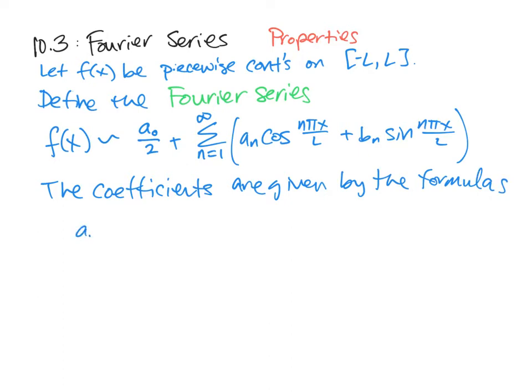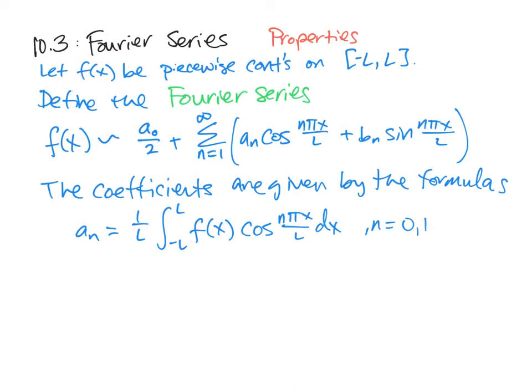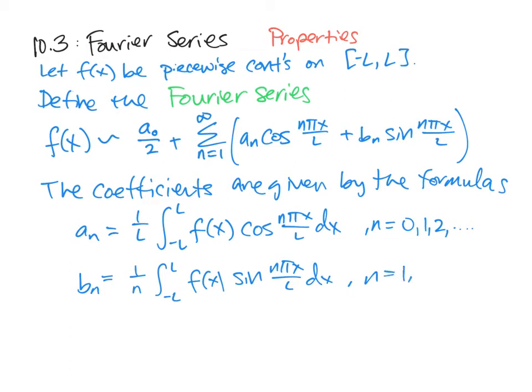So the an are given by these integrals with cosines, negative L to L, f of x times cosine n pi x over L dx. And that's for n starting at 0 because it includes a0. And for bn, there's no 0 sine term, but otherwise it's the same: negative L to L f of x, except with sine n pi x over L dx, for n equals 1, 2, etc. All right, so that is our definition.